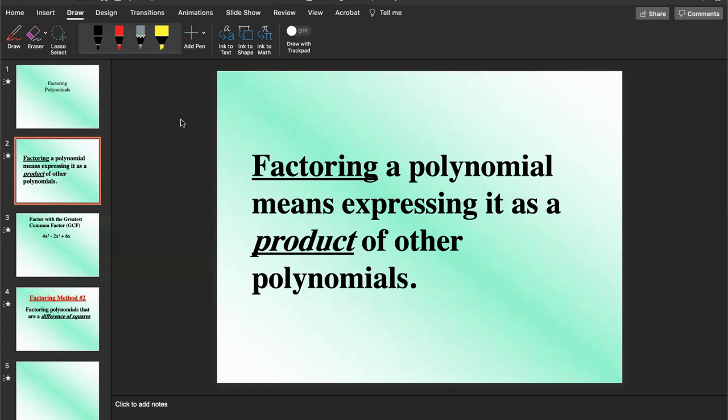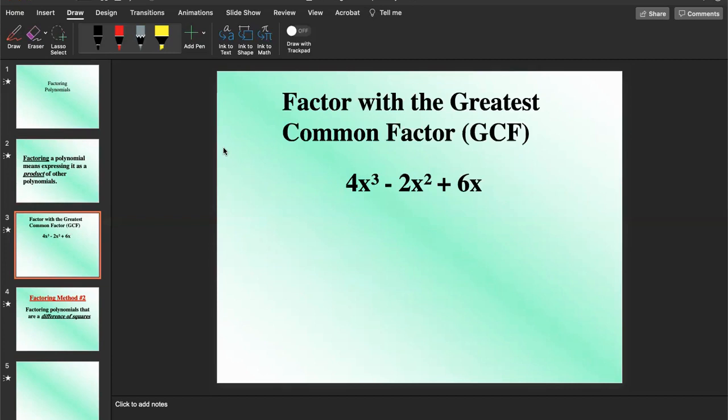So essentially, factoring is taking a complex polynomial and simplifying it into multiple polynomials multiplied together. That's because they're the product. Basically, it's taking a complex polynomial and making it simple by making it a product of smaller, more simple, and less complex polynomials. All right, so let's observe this with the first way, commonly called factoring with the greatest common factor.